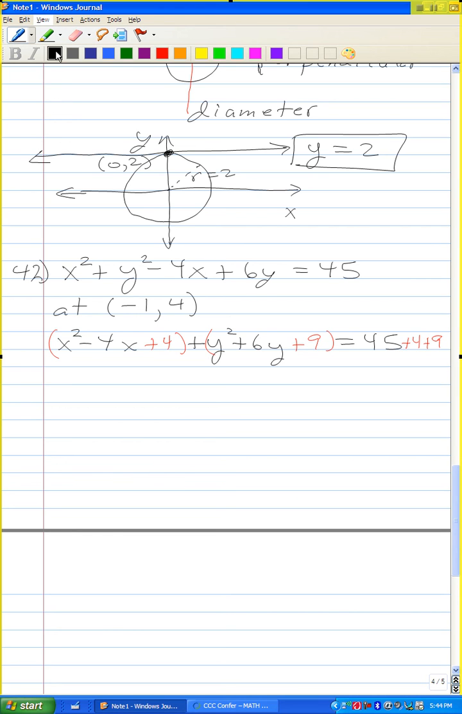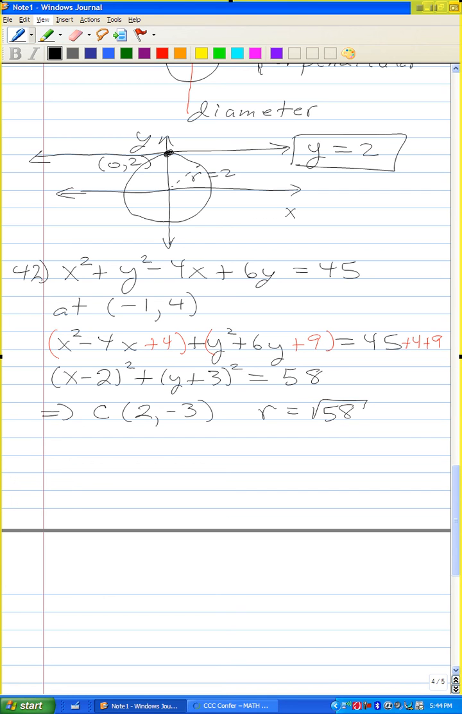And so I have here each of these in parentheses are perfect square trinomials. So (x minus 2) squared plus (y plus 3) squared is equal to 45 plus 4 plus 9, 58. And so the center of my circle is at (2, negative 3), and the radius is radical 58.